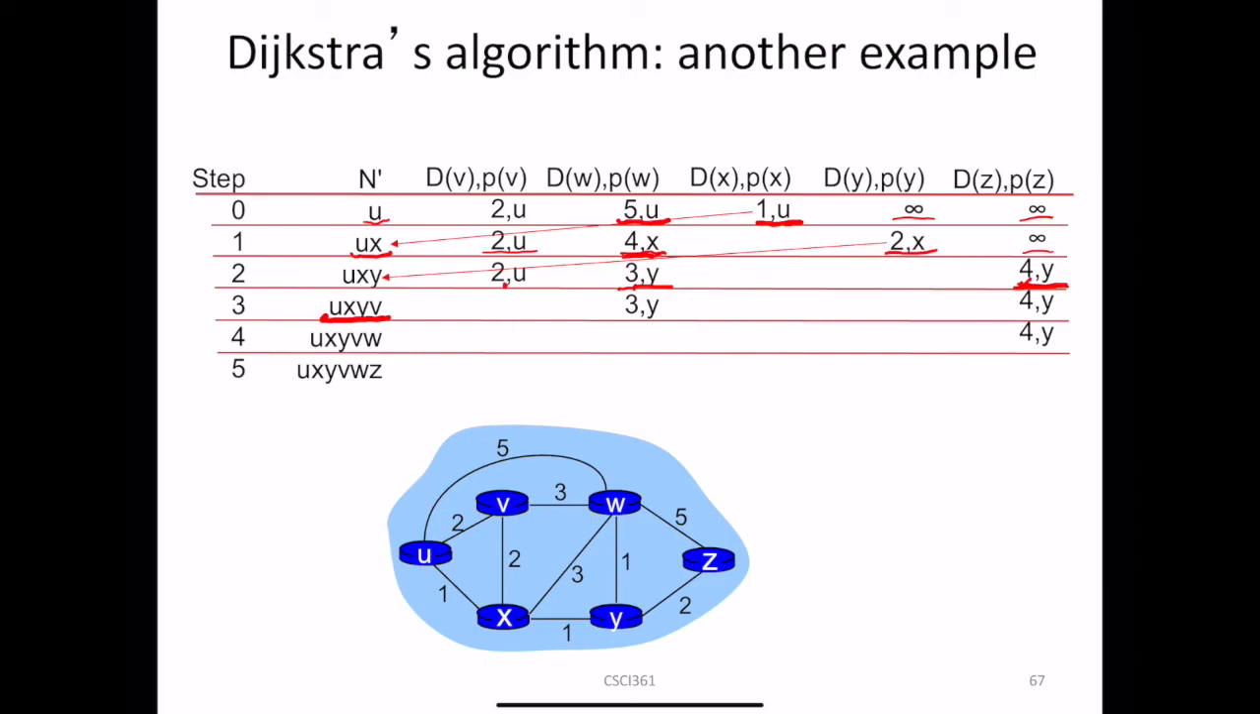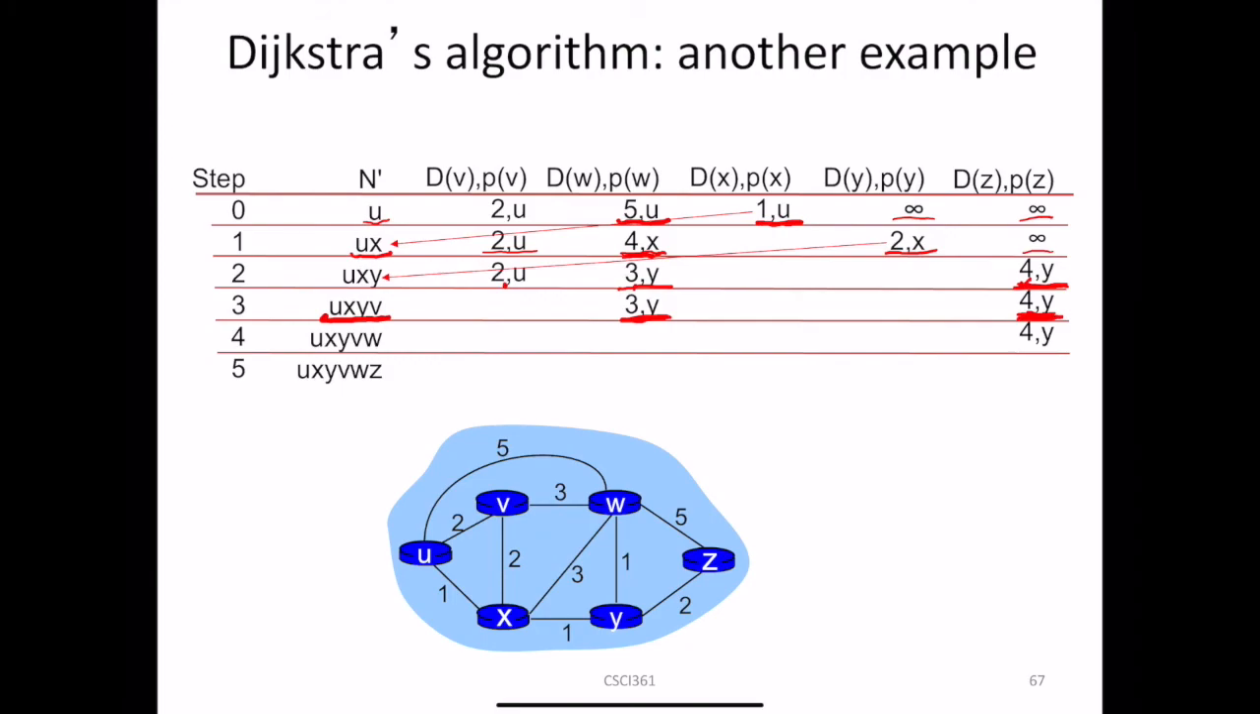We will check w and z relative to v. So from v to w, the path is uvw, which costs 5. So 5 is greater than the old value 3y. Therefore, we just keep the old value 3y here. And for router z, it still stays the same, because from v there's no direct link from v to z. Then we just keep the old value here.